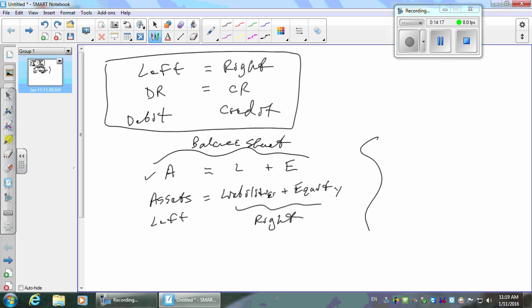Okay, guys? By the way, is it common sense that all your stuff, either you're still paying for it or you own it? Any of you have any stuff that you don't either own or you're still paying for? No. That's impossible, right? So this is just logic. Very simple.